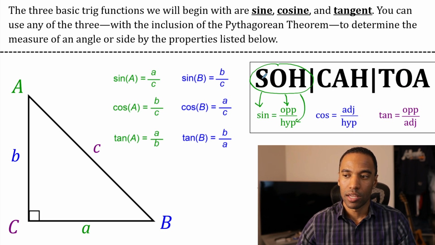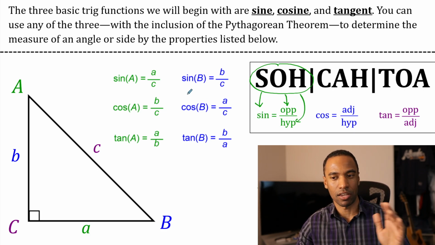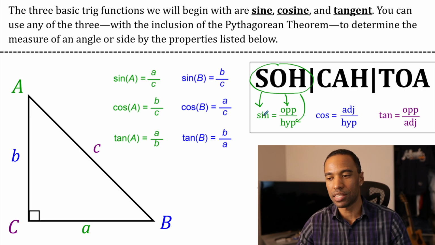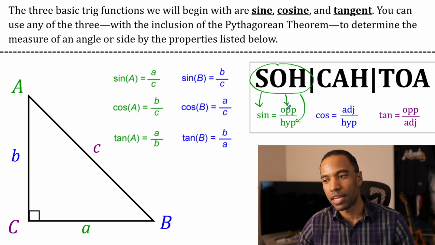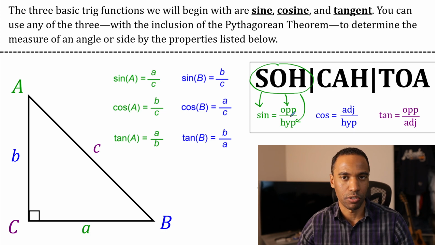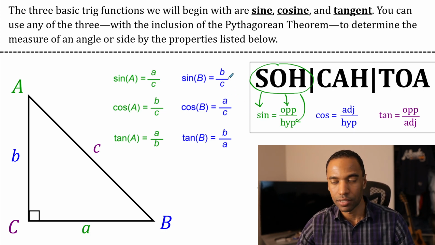In SOHCAHTOA, SOH represents sine, opposite, and hypotenuse. What this means here is, and we're going to get into this, when I take the sine of an angle, it will be equal to taking the side length opposite that angle and dividing it by the hypotenuse of that right triangle. That will be the ratio when we use sine.